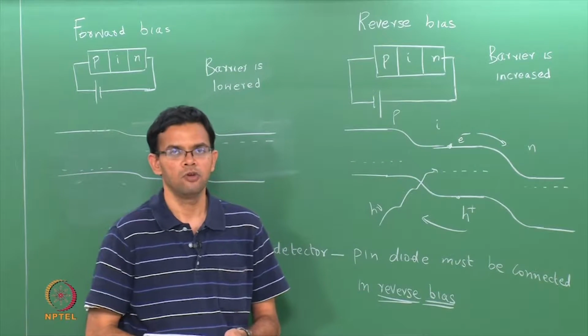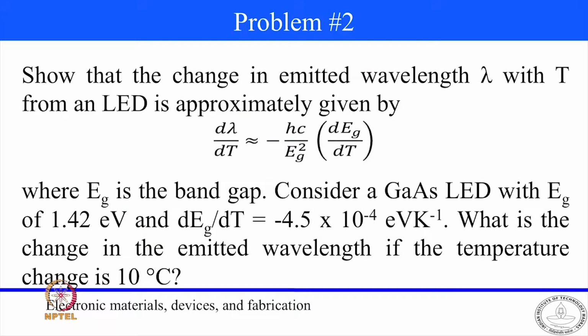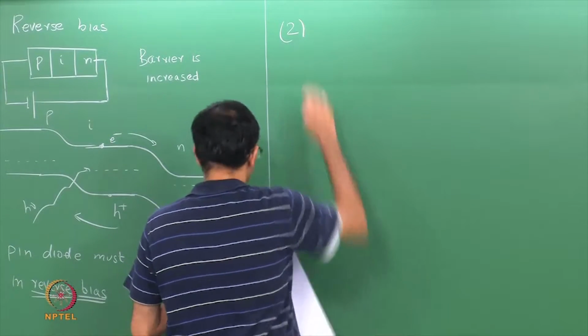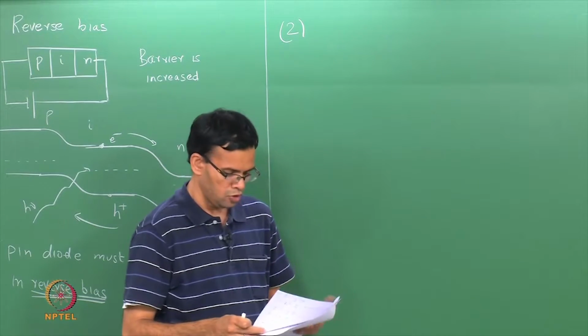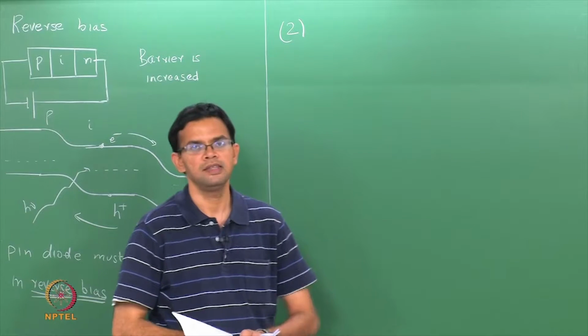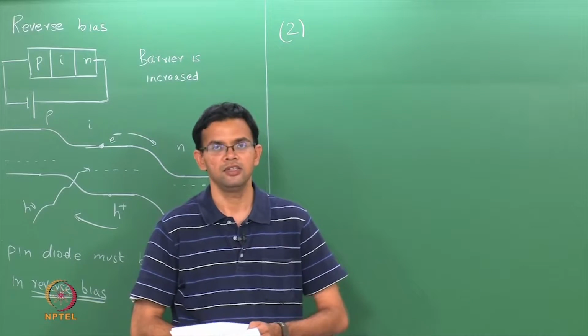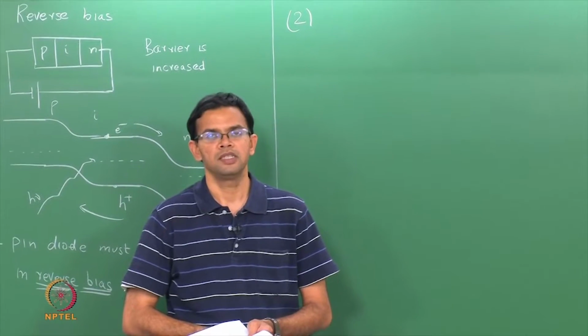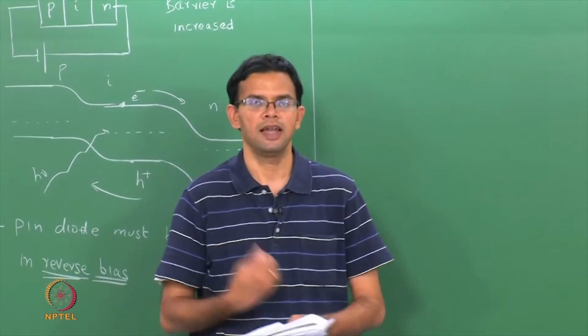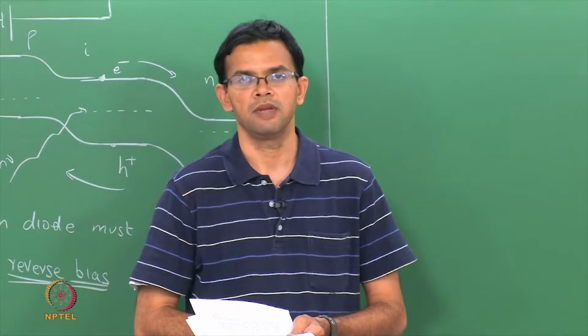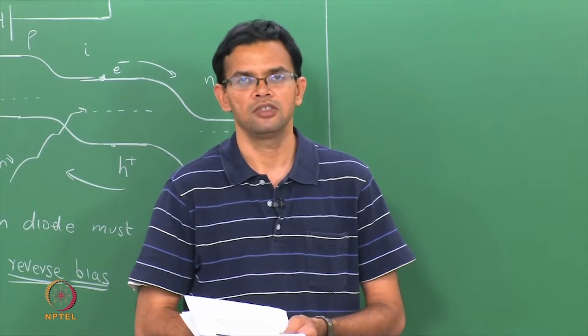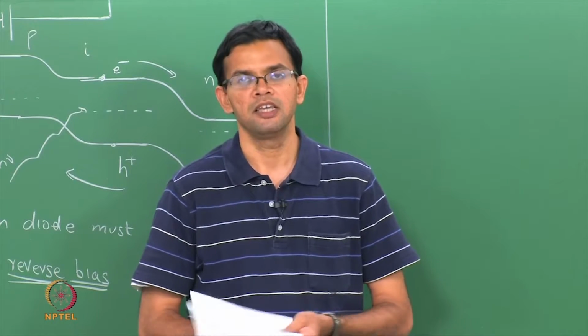So, let us now go to problem 2. Problem 2 essentially deals with an LED. LED is your light emitting diode, based upon the fact that you inject electrons and holes into your material. A typical diode is nothing but a p-n junction. These electrons and holes recombine and basically give you light.